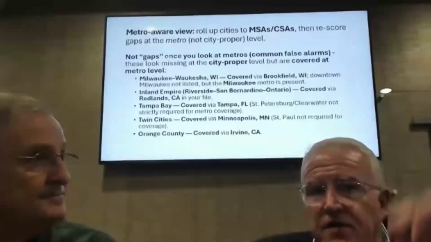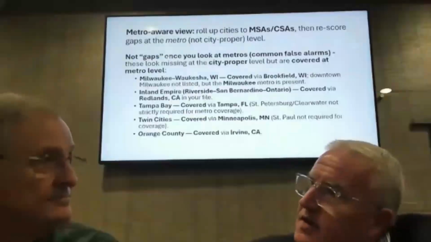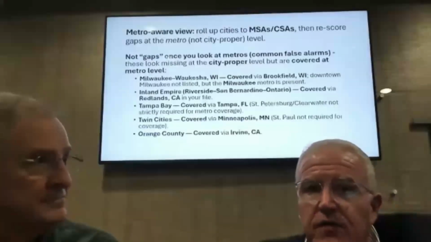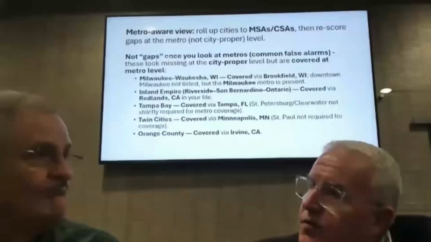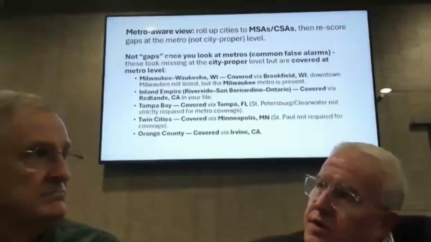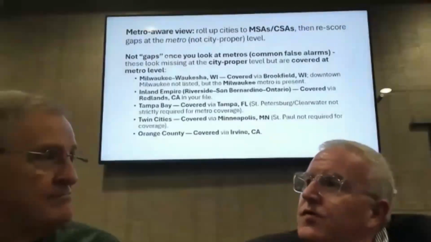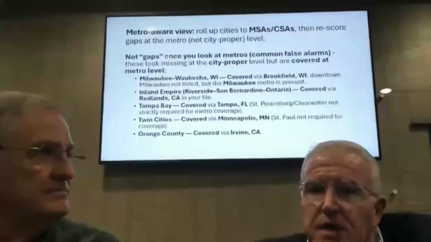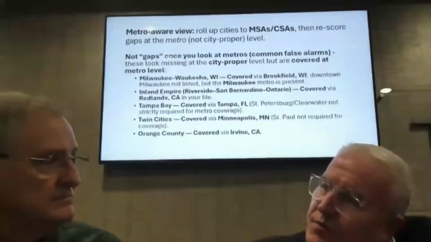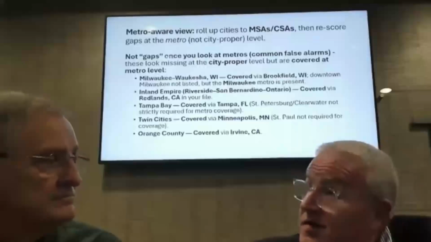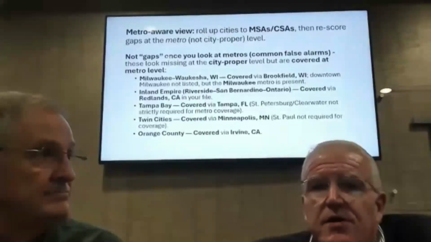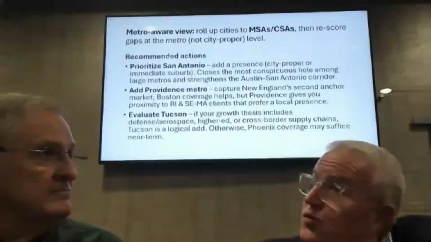Now, it also identified these 5 things that were gaps in the previous thing that weren't in here. So notice Milwaukee and Waukesha, Wisconsin were covered by Brookfield. You can see that Inland Empire, Riverside, San Bernardino, Ontario is covered by Redlands, California. And again, if you don't know this geography in California, you wouldn't know that those are close to each other. Same thing with Tampa Bay and St. Pete, the Twin Cities. You don't have to have a St. Paul office. You have a Minneapolis office because chances are some of the people in that office probably are in St. Paul and doing that. And same thing with Orange County and Irvine. So this was the conclusion that they had.